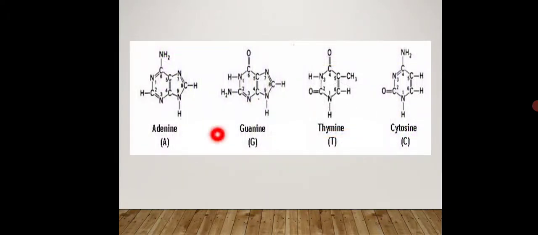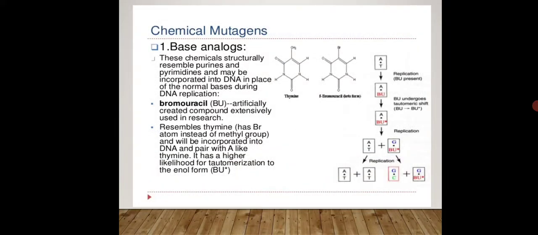These are the structures of your normal bases: adenine, guanine, thymine and cytosine. So let's first focus on bromouracil, which is also called 5-bromouracil. Why 5? Because at the 5th position... what is the difference between this bromouracil and your normal nucleotide? Let's understand this.